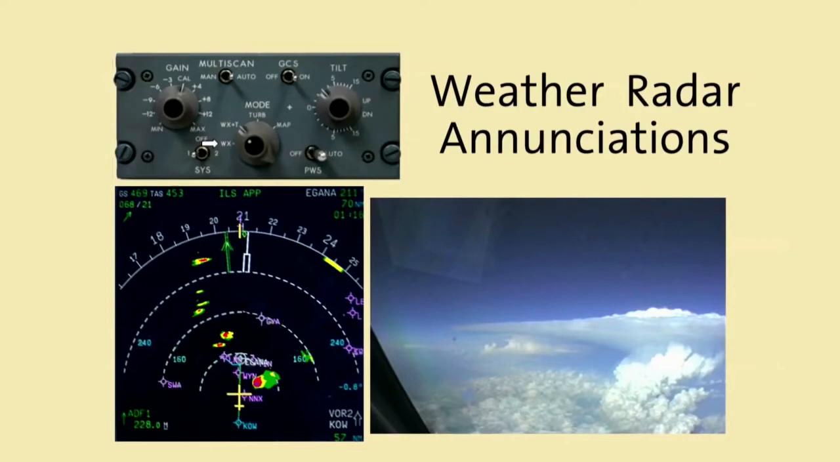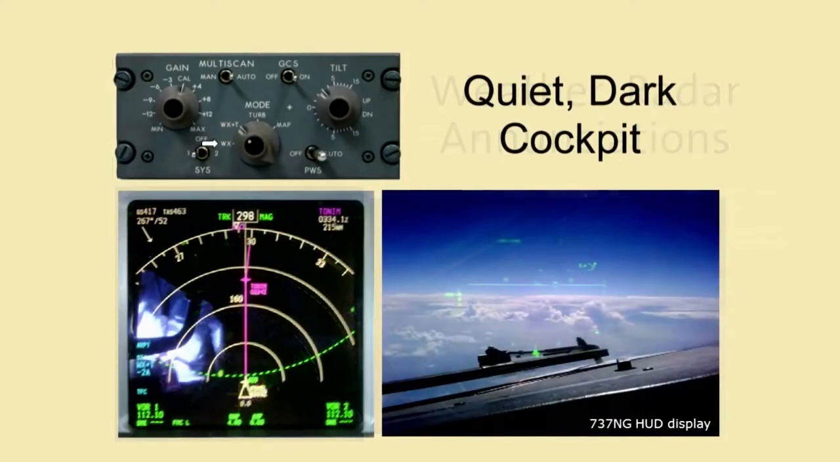One significant difference between MultiScan in auto and a traditional radar is that weather below the aircraft flight path, or non-threat weather, is not displayed. MultiScan uses the quiet dark cockpit philosophy. In other words, if it is not a threat, it is not displayed.